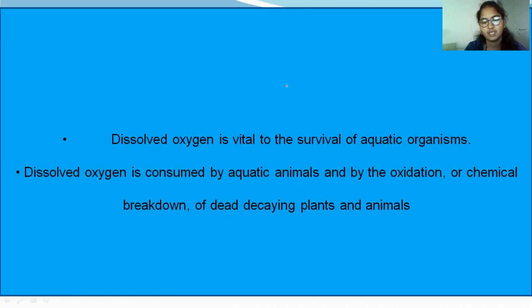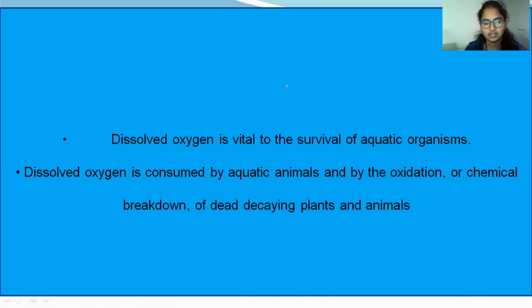Dissolved oxygen is consumed by aquatic animals and by the oxidation or chemical breakdown of dead and decaying plants and animals. The concentration of dissolved oxygen in natural water can range from 0 to 14 ppm, and is affected by temperature and salinity. Here we require water samples. We can take drinking water, surface water, domestic water, industrial water, etc. The range is generally between 0 to 12 ppm dissolved oxygen.